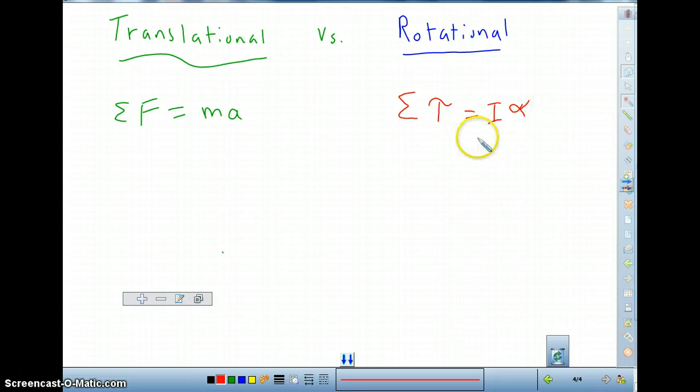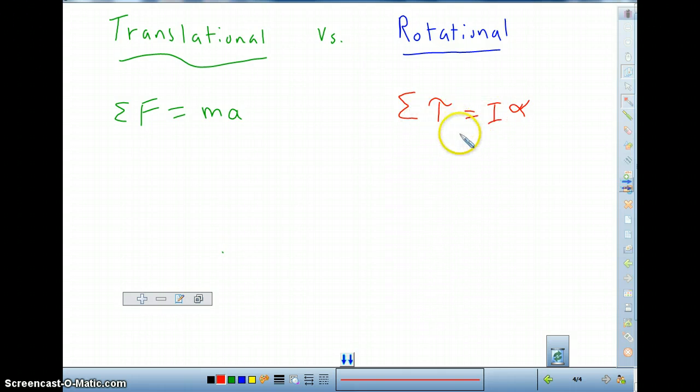So this is just as powerful in the rotational form as it is in the translational or linear form we had earlier. But this is just Newton's second law. This is F equals ma for rotation, but now it's torque equals I alpha.